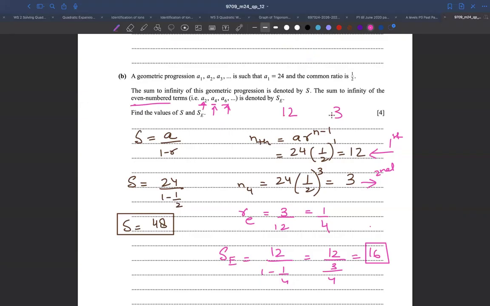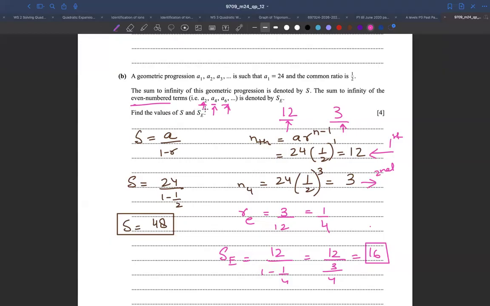When we talk about the even numbered terms, the first even number will be the second term, which will be 12, and this is the fourth term, which is 3. I don't care if this comes out as even. I'm talking about the even numbered terms: second, 4, 6, 8, 10, 12, 14, 16 term. So the first even numbered term is the second term.